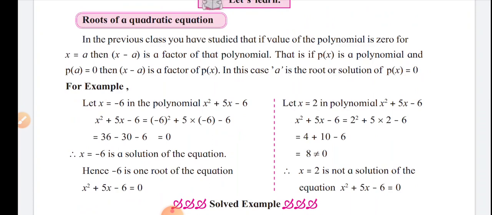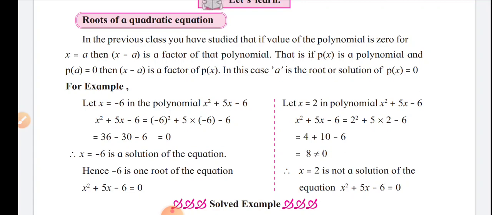In the previous class you have studied that if the value of a polynomial is 0 for x is equal to a, then x minus a is a factor of that polynomial. We have seen all these things about polynomials in the previous class. That is, if p of x is a polynomial and p of a is equal to 0, then x minus a is a factor of p of x.